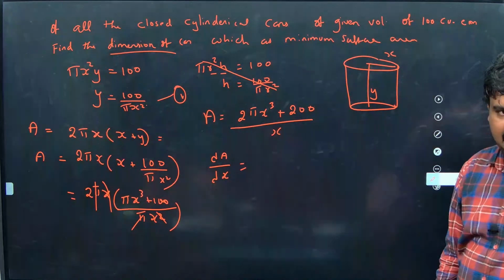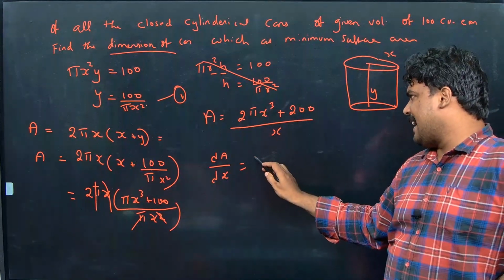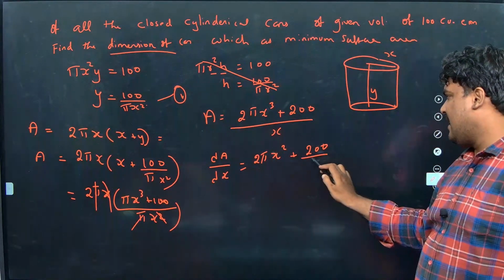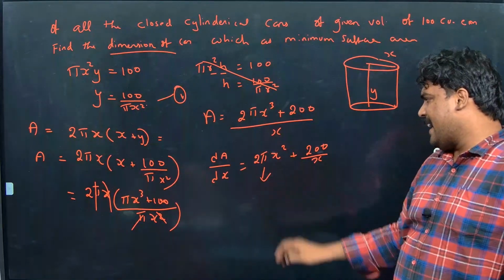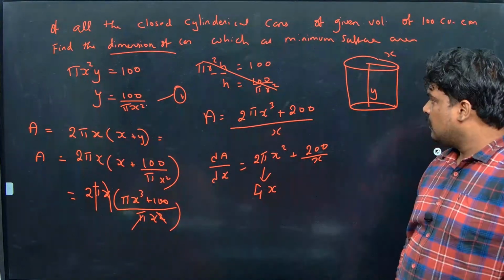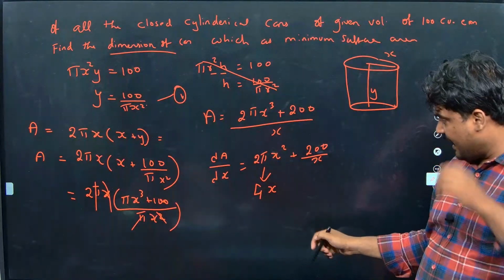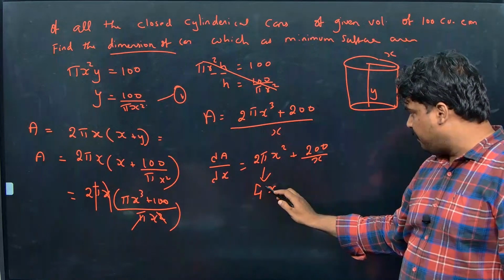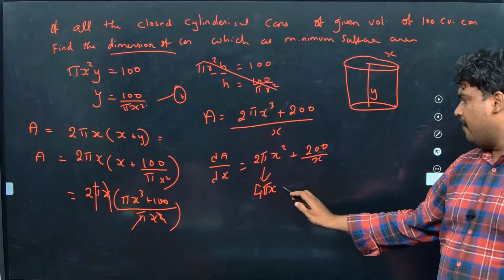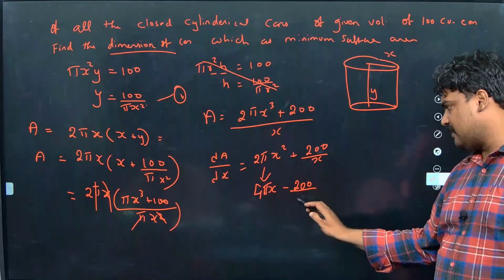Wait, I think that was wrong. Okay, so guys, now what are you supposed to do? To make it easy, 2 pi x square plus 200 by x. I have not differentiated yet, guys. Now I can differentiate this. It will become 4 pi x, and this one will become minus 200 x to the power of minus 2. I will make it x square.